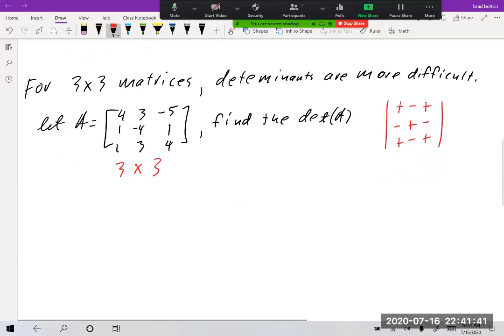By the way, determinants can be 0, but that is a special situation. When the determinant is 0, it means that the matrix does not have an inverse. We'll talk about that more in the next section.